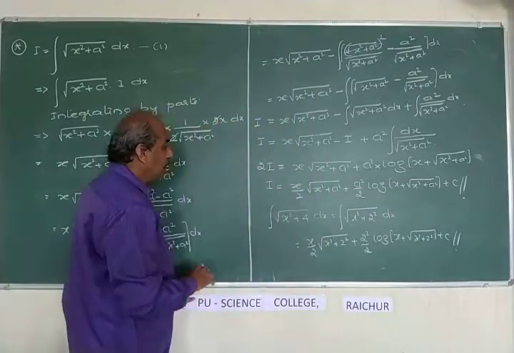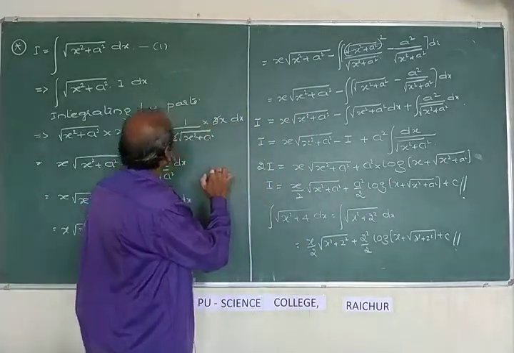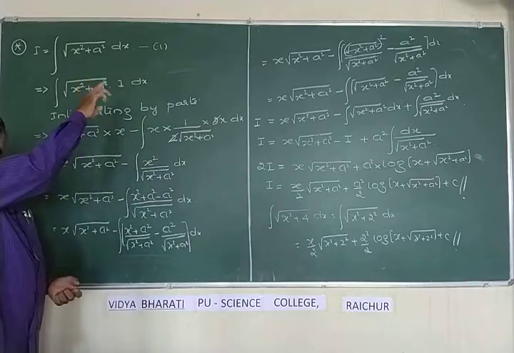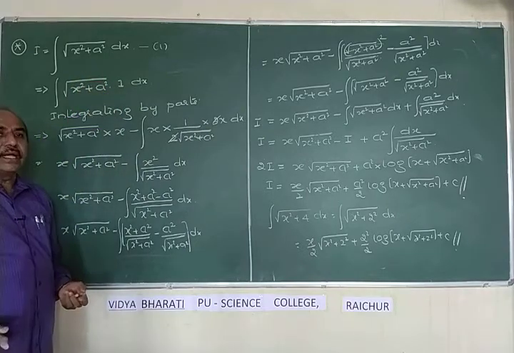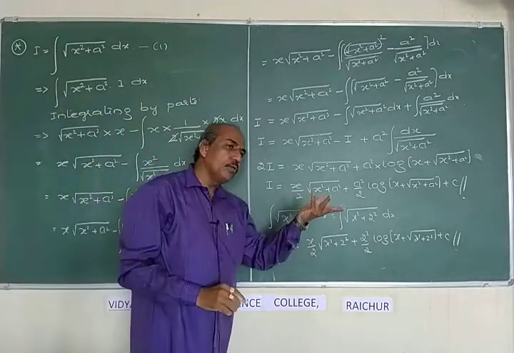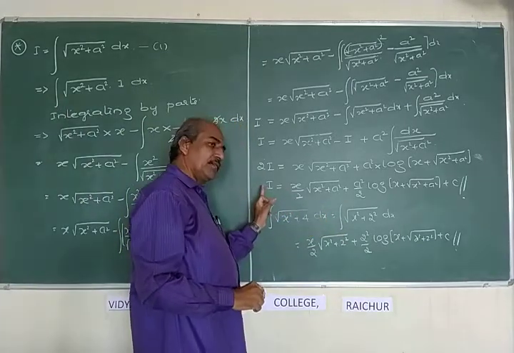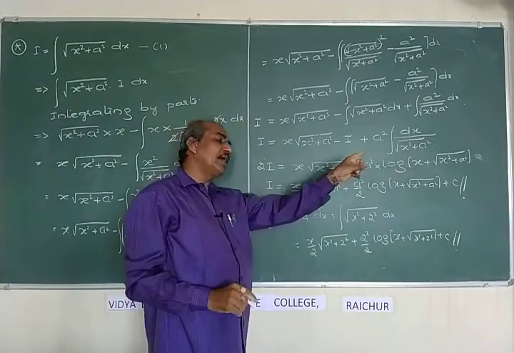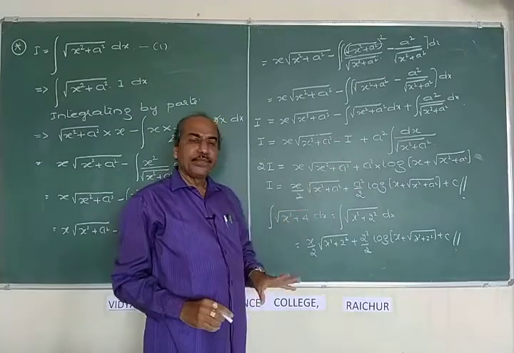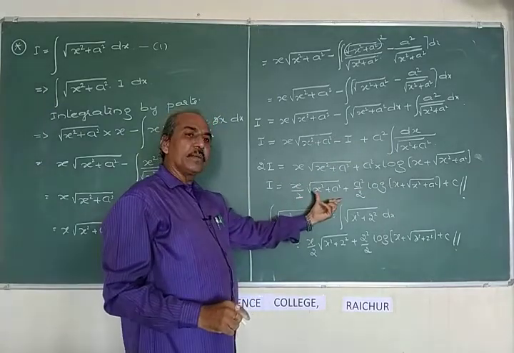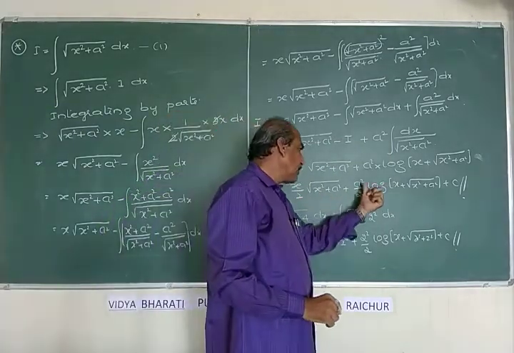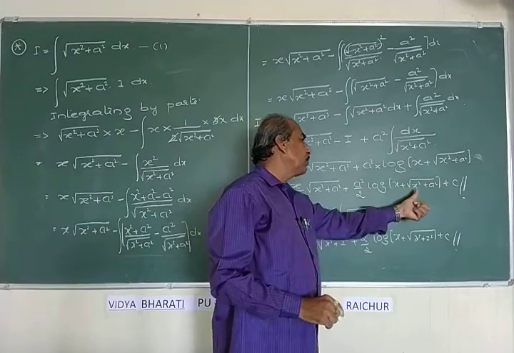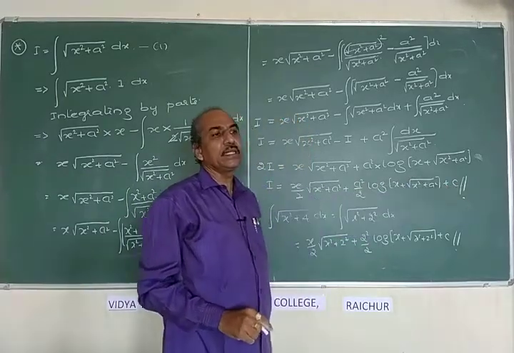Okay. So we want I, which is the integration of root of x square plus a square into dx. Dividing throughout by 2, or else it is understood: if I take I, you must divide the right hand side by 2. So I is x by 2 into root of x square plus a square plus a square by 2 into log of x plus root of x square plus a square plus c.